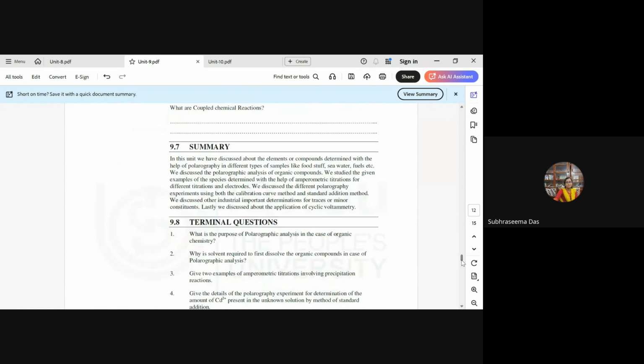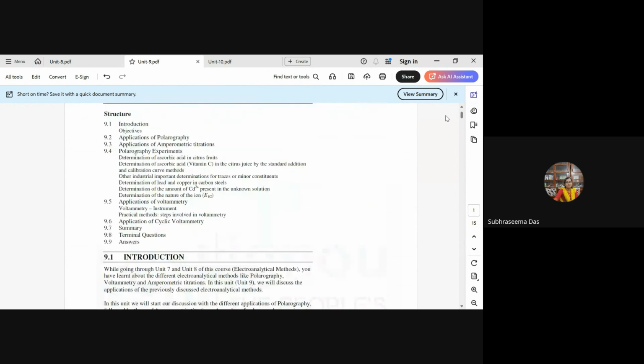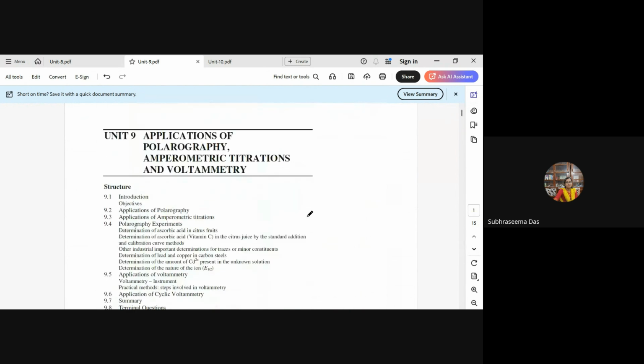So these are some of the practical applications of polarography, amperometric titrations, and CV. With this, we finish the chapter on applications. So this much for today. Next class, we will start with a new chapter.